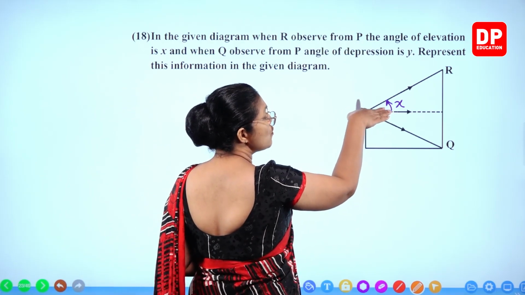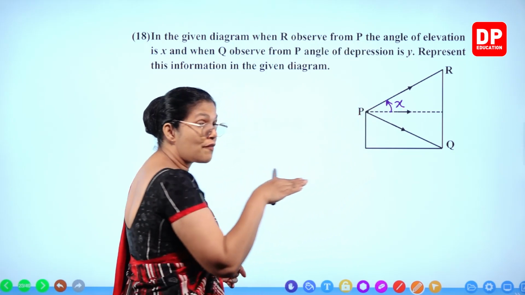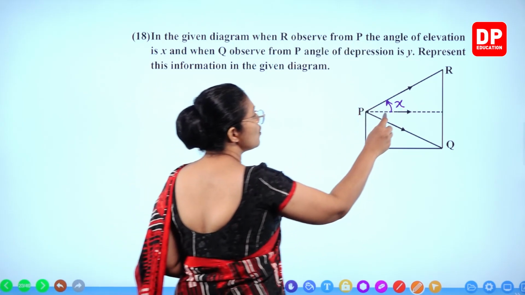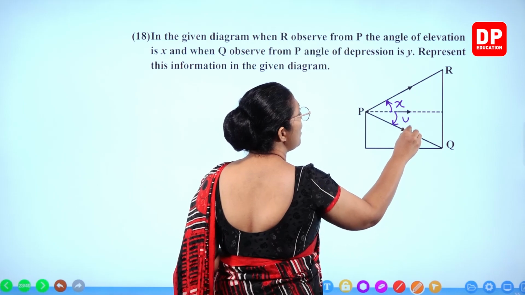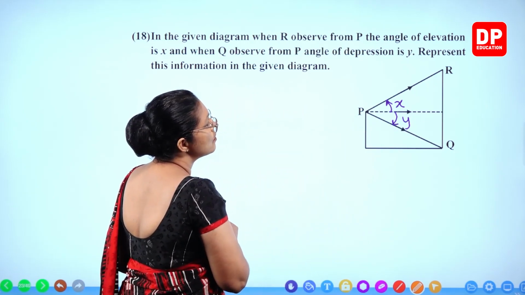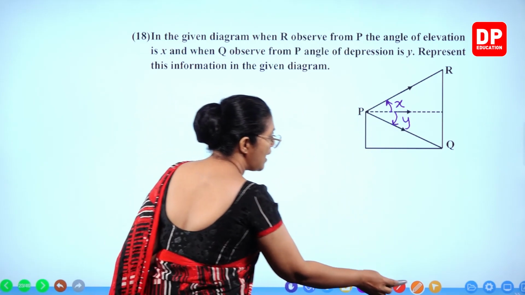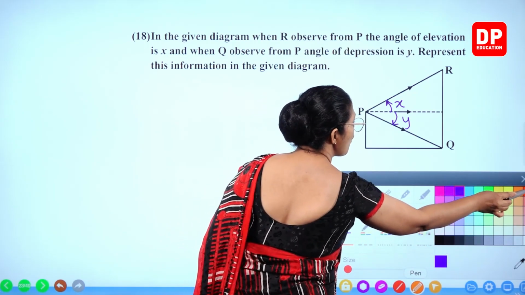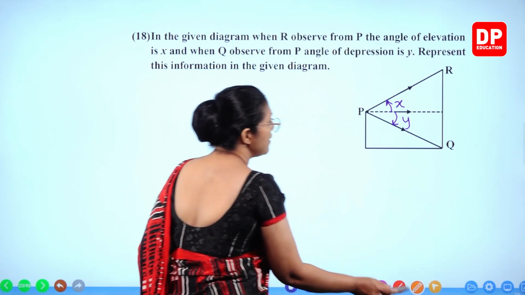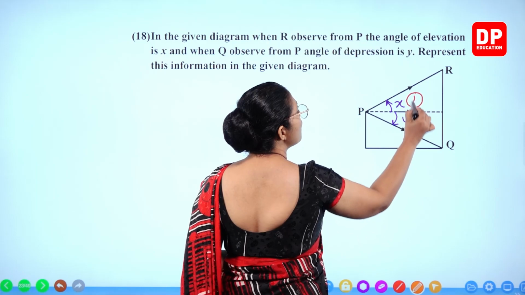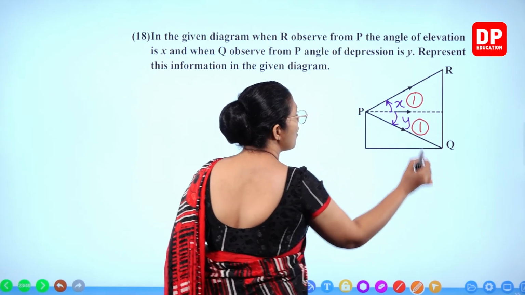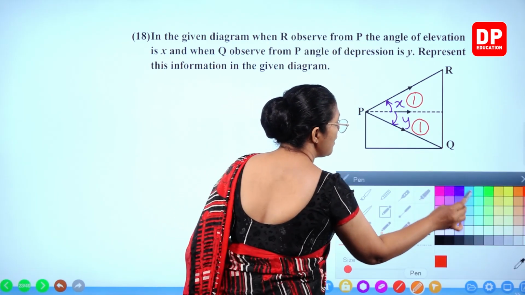Angle of depression is always measured from the horizontal line. So this angle is given. So always angle of elevation and angle of depression we measure from the horizontal line. So you will get 1 mark for showing X and 1 mark for showing Y value.